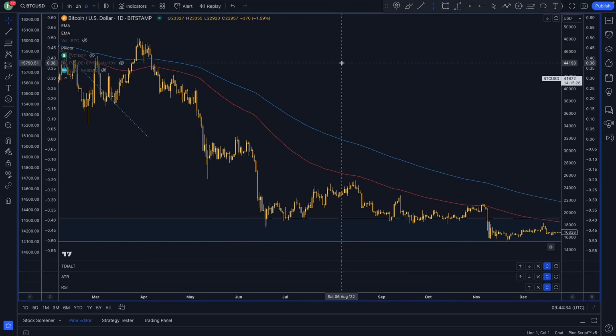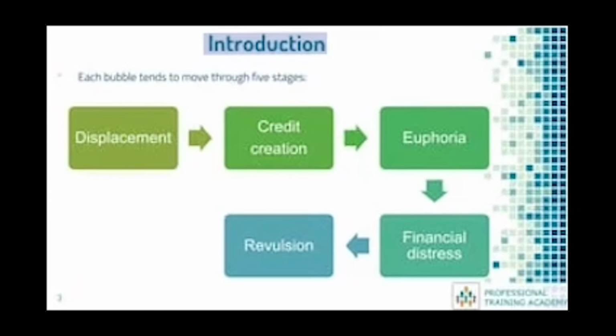Okay, folks, five stages of a trading bubble: displacement, credit creation, euphoria, the critical stage, financial distress, revulsion. A very brief recap: displacement, new technology; credit creation, everyone wants to get involved and financial markets are helping you get involved. Euphoria, that's when it gets into the public stage. Front page of Forbes magazine, all over Twitter, TikTok, LinkedIn, everywhere. Even your neighbor, who has no interest in the financial markets, is talking to you about this certain instrument.